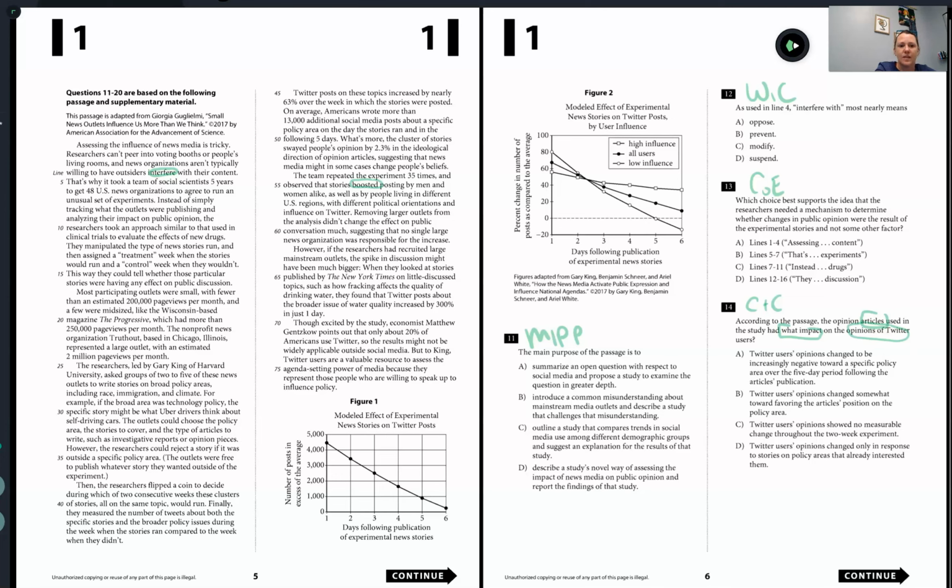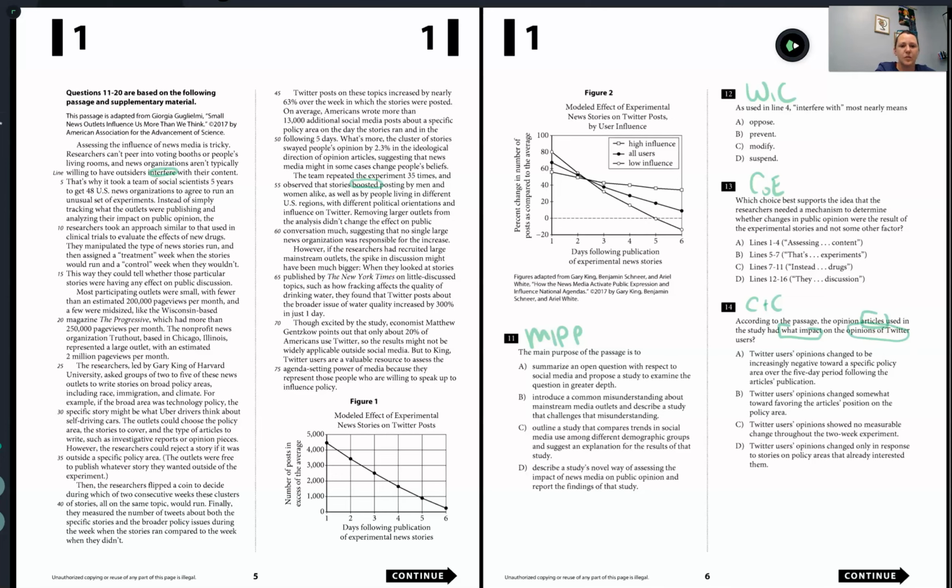Instead of simply tracking what the outlets were publishing and analyzing their impact on public opinion, the researchers took an approach similar to that used in clinical trials to evaluate the effects of new drugs. They manipulated the types of news stories run and then assigned a treatment week when the stories would run and a control week when they wouldn't. This way they could tell whether those particular stories were having any effect on public discussion.